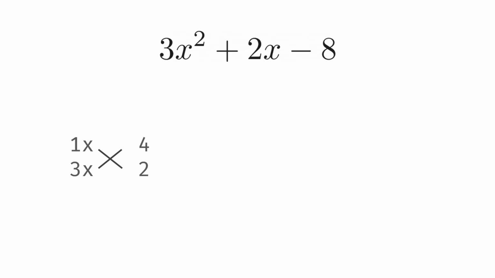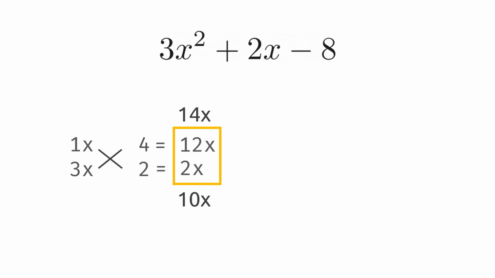So 1x times 2 gives us 2x. And 3x times 4 gives us 12x. Adding or subtracting these, we get either 14x or 10x, ignoring the signs for now. We immediately know that this does not work because we are supposed to be getting the 2x. So we failed. But that's no big deal.